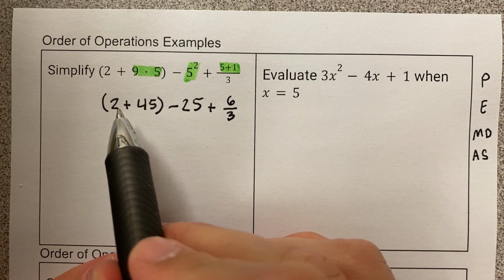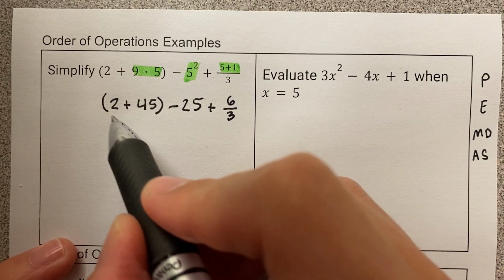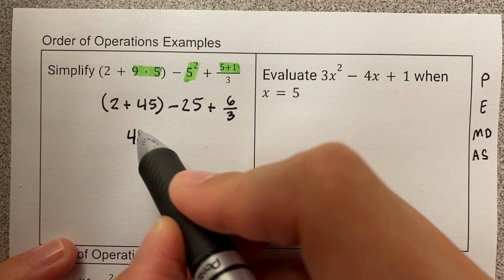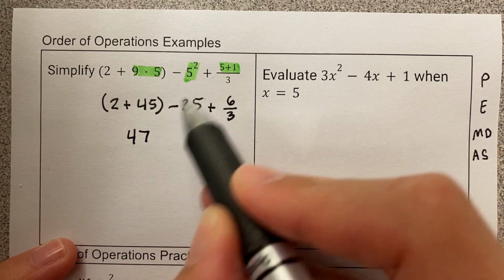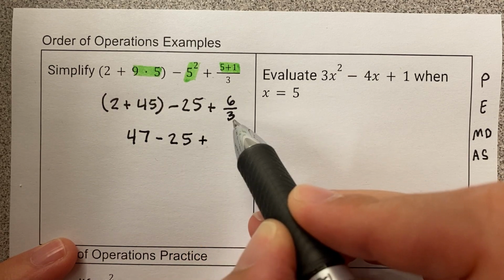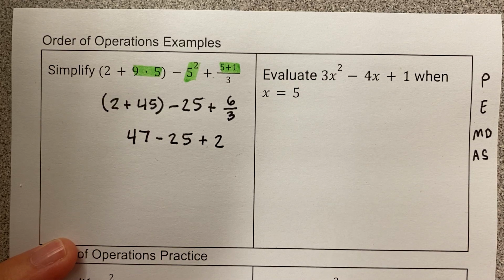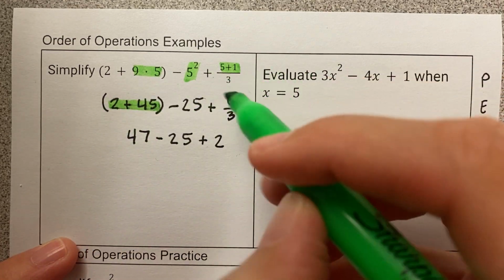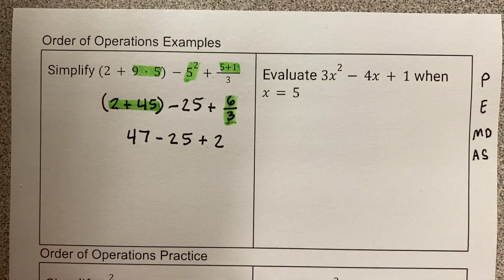Okay, let's keep going. I'm going to do 2 plus 45, that's inside the parentheses, right? So I still have parentheses. I'm going to go ahead and do that math. Here, there's nothing left to simplify, so I'm just going to bring it down. And here I have 6 divided by 3, which is 2. Okay, so on this step, I did 2 calculations, I did this calculation, and I did this calculation, right?